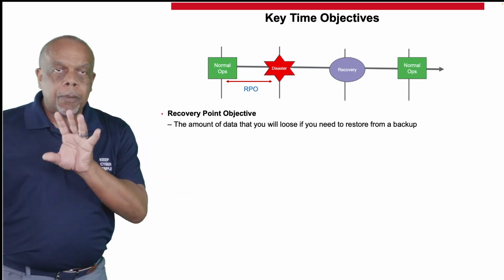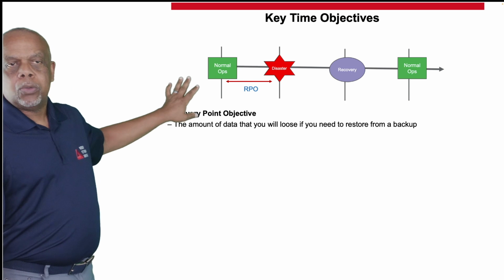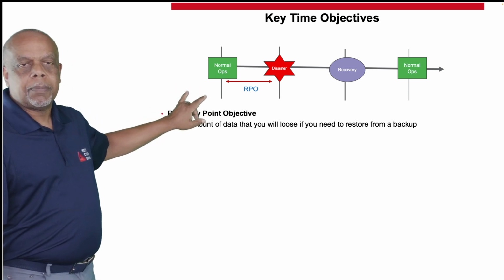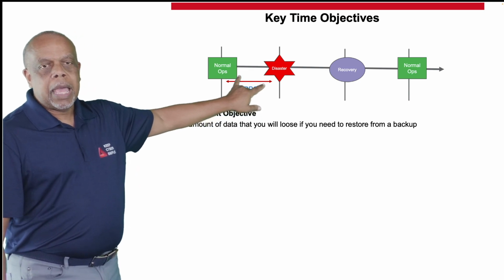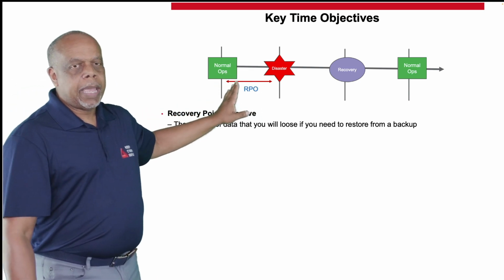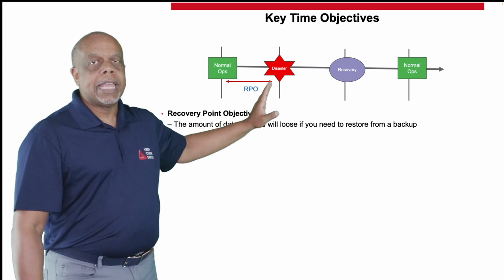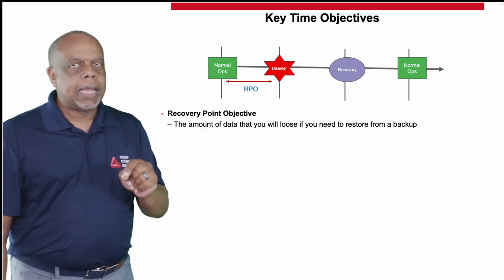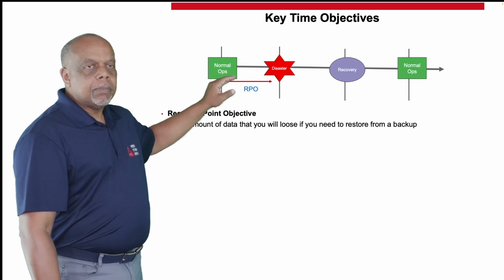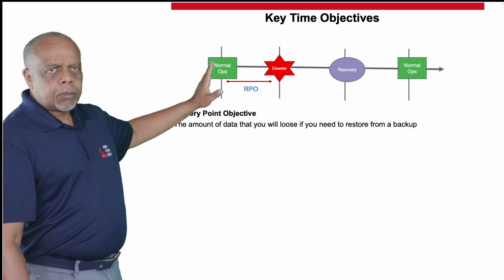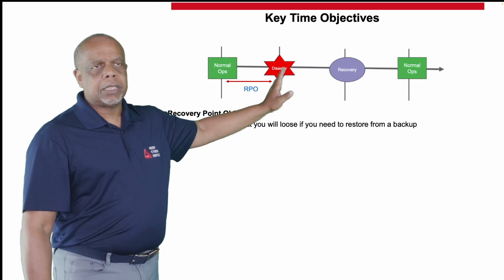Okay, and RPO means the amount of data that you will lose if you need to restore from a backup. So this is right here. This is based on the amount of data, meaning that I need to have 30 days backed up, or 7 days backed up, or 1 day. And this drives, especially with your IT community, how much storage you need, the recovery times, so that we know that we're backing up every 30 days, right?